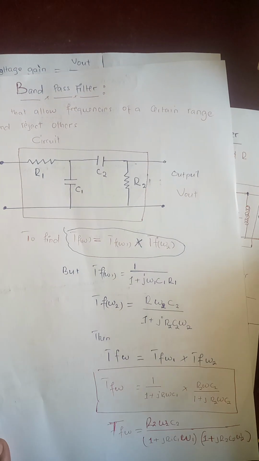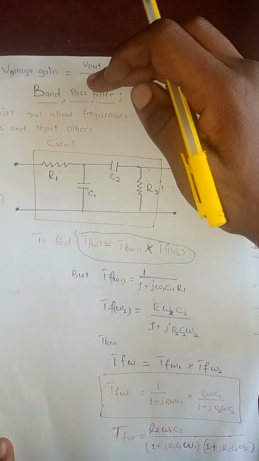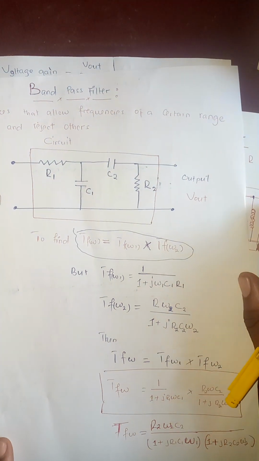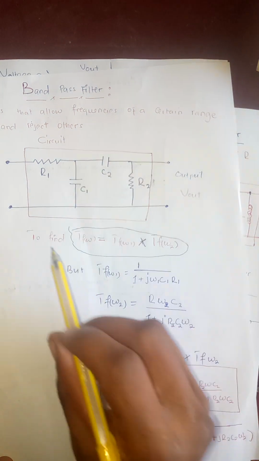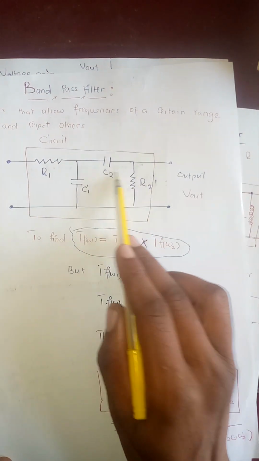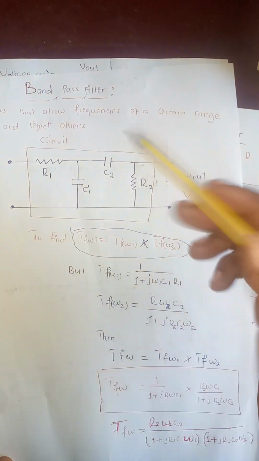Also, now let's finalize by studying the band pass filters. What are band pass filters? It is the combination of high and low. As you can see here, we have this one and this one. So it is the combination of high and low.